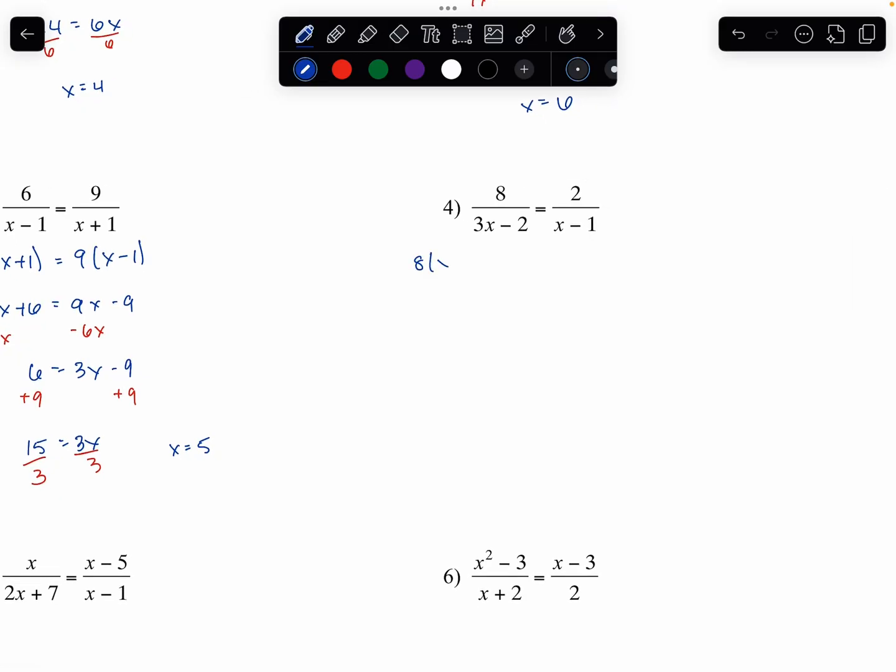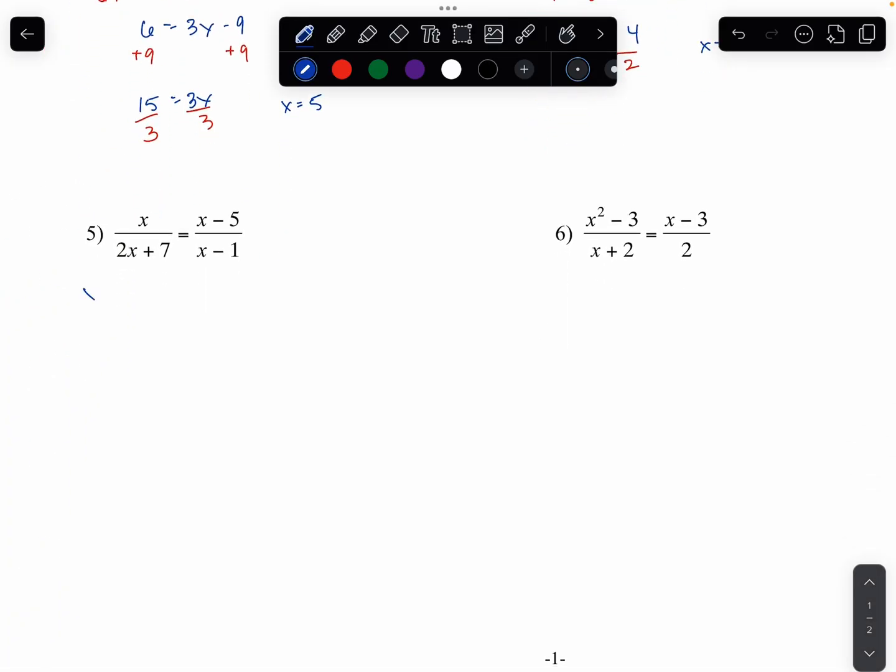Here, 8 times x minus 1 equals 2 times 3x minus 2. I'll distribute to get 8x minus 8 equals 6x minus 4. In this step, I'm just going to do 2 moves: I'll subtract 6x and add 8. So altogether, I'll have 2x on this side and 4 on this side. I'll divide by 2 and get x equals 2.